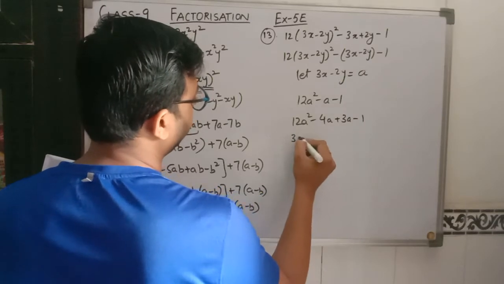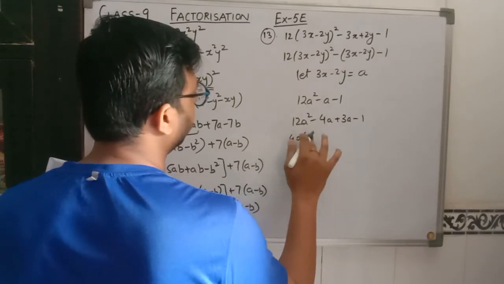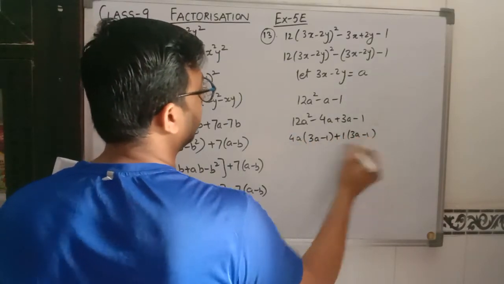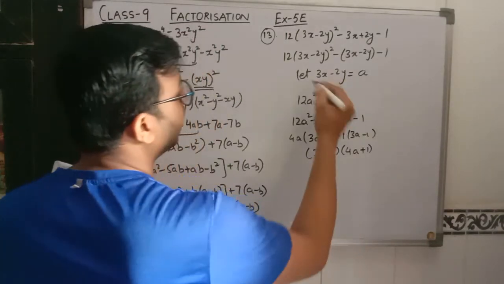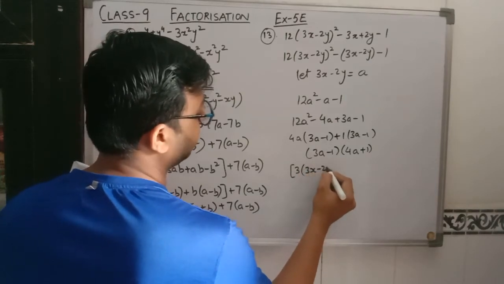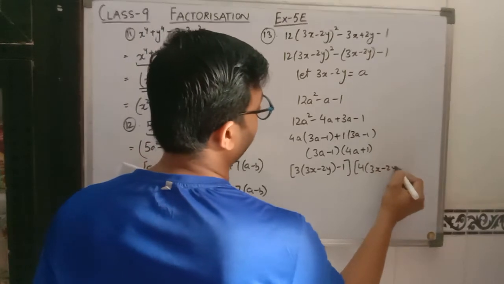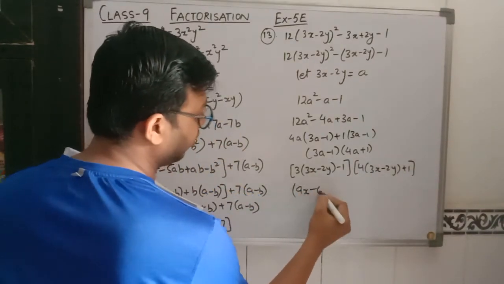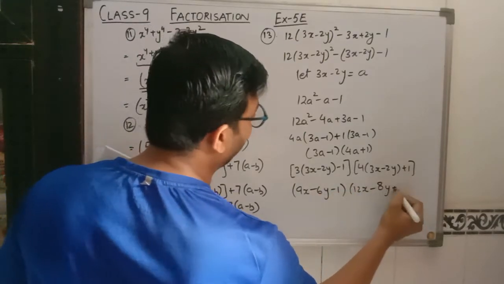From the first two terms, 4a is common. So the remaining will be 3a minus 1. From the last two terms nothing is common, so 3a minus 1. So in the first bracket, 3a minus 1. In the second bracket, 4a plus 1. Now place the values: 3x minus 2y minus 1, and 4 times 3x minus 2y plus 1. Now just simplify it. 3 3s are 9x, 3 twos are 6y, minus 1; 4 3s are 12x, 4 twos are 8y, and plus 1.